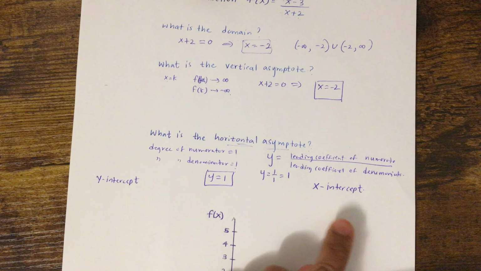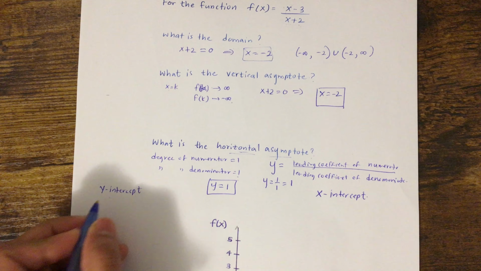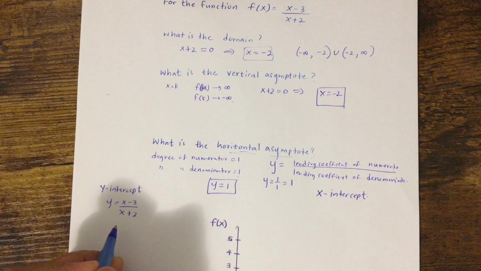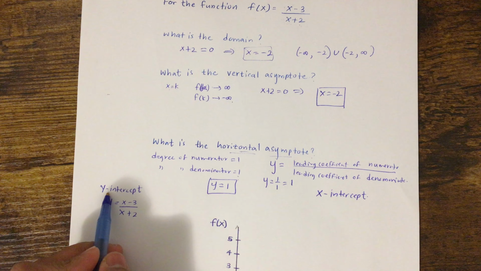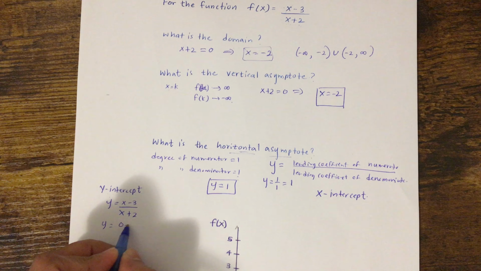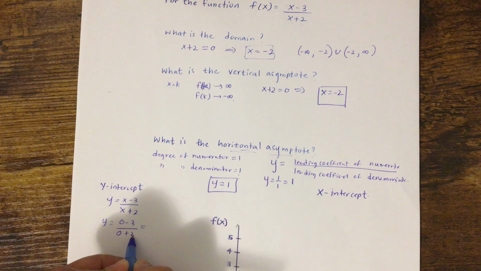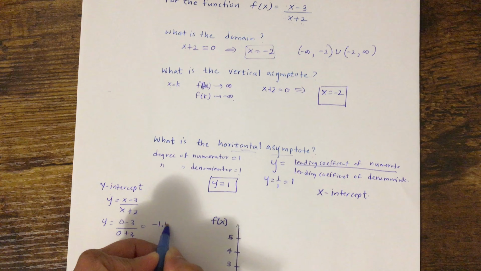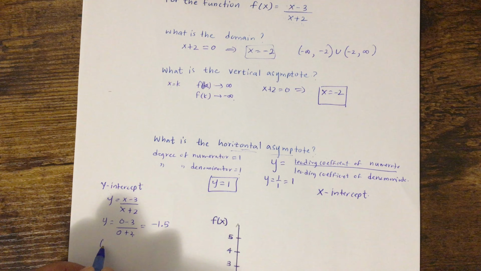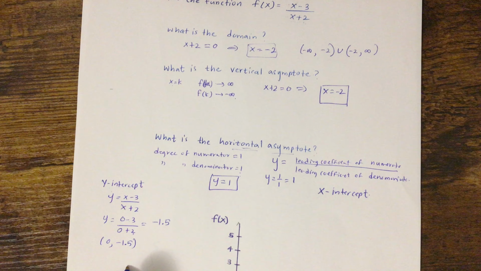So let's find some other points to graph this rational function, right? Let's find the y-intercept. So y equals (x minus 3) over (x plus 2). This is your function. Y-intercept means x equals 0, right? So substitute x equals 0 and then find the y value. So this is negative 3 divided by 2, which is negative 1.5. So the coordinate is (0, negative 1.5). So this is your y-intercept.